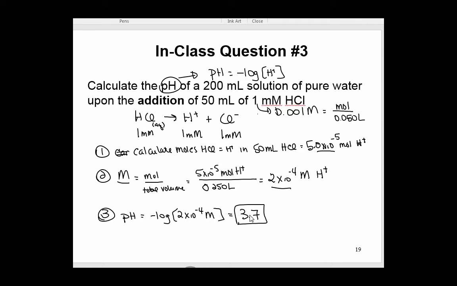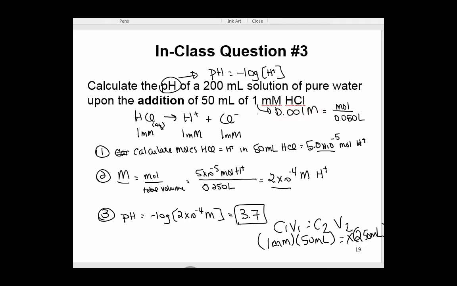After lecture, one of your classmates came up and asked if we could use the simple C1V1 equals C2V2 for this problem. And you absolutely can, where for C1 you put 1 millimolar, or convert that to molar, but we can do 1 millimolar. V1 would be 50 milliliters. C2 would be X, and V2 would be 250 milliliters.